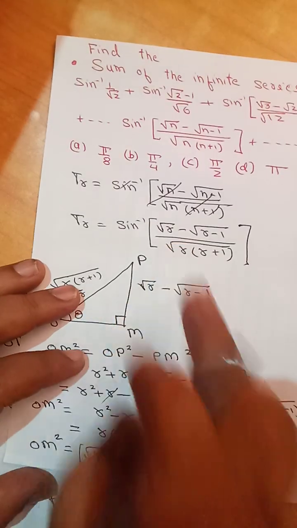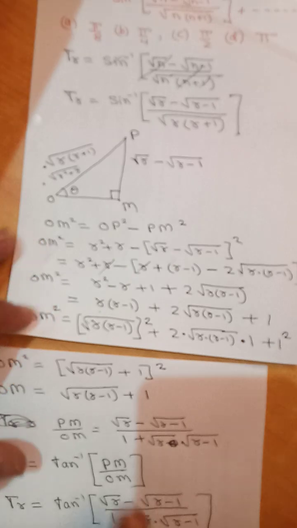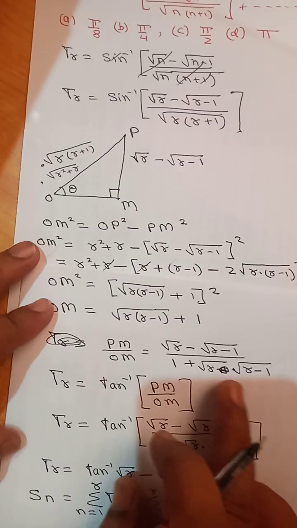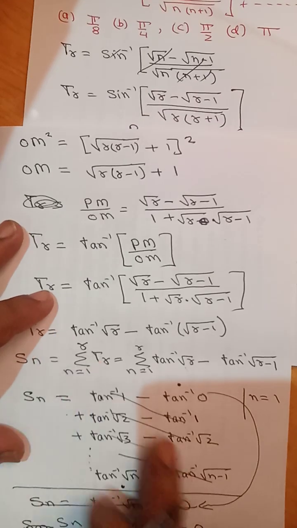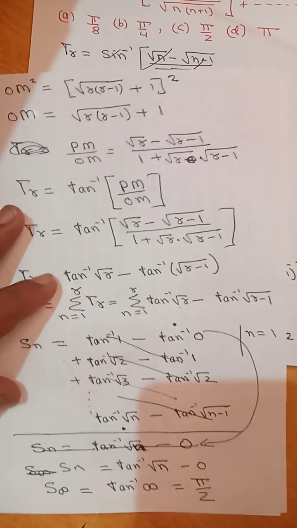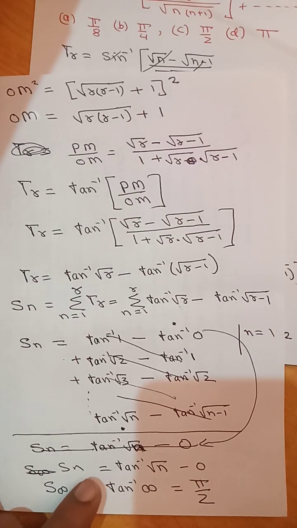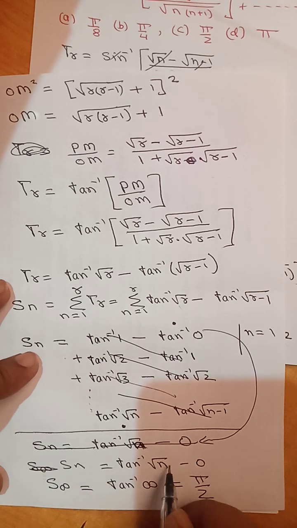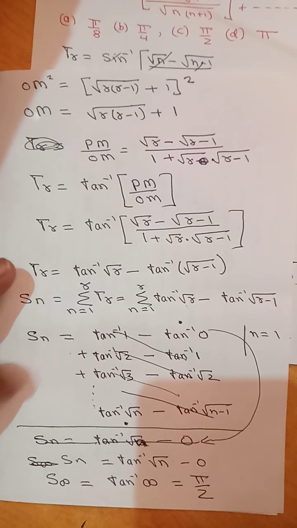So in this question, first you convert into tan inverse form. Then tan inverse of x minus y will come. If you simplify it and substitute the values, two terms will remain. We can find S_n, and if S_n is asked, it is tan inverse of root n. If it is up to infinity, it becomes pi by 2. Okay, now I will stop.